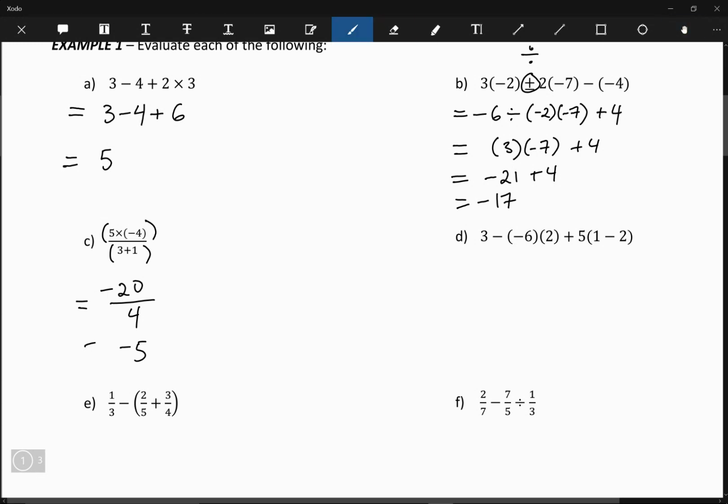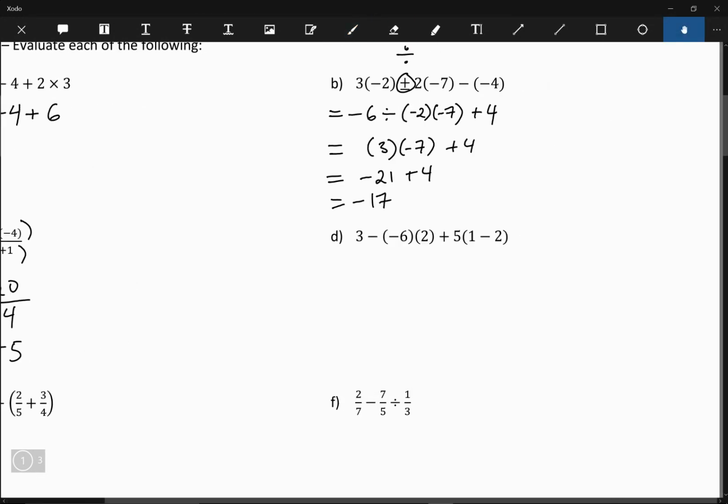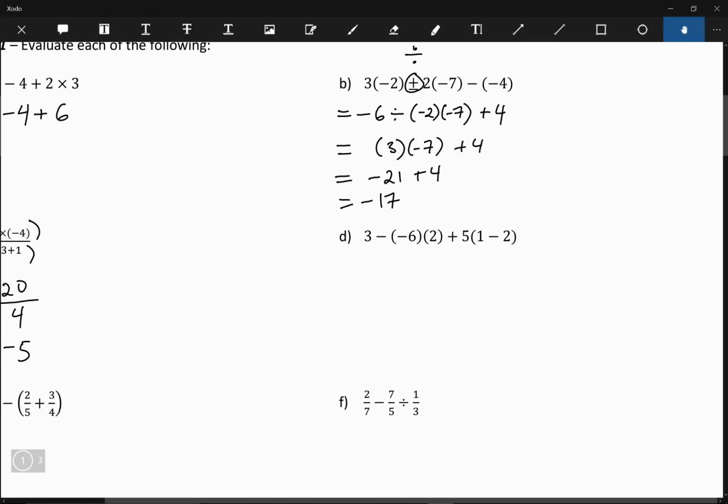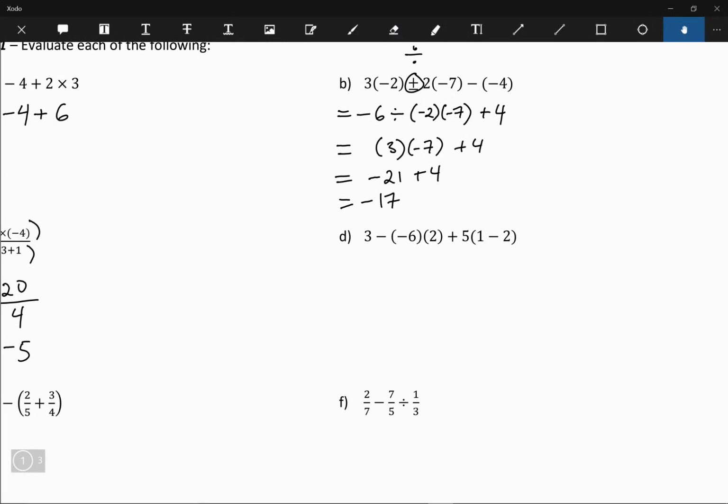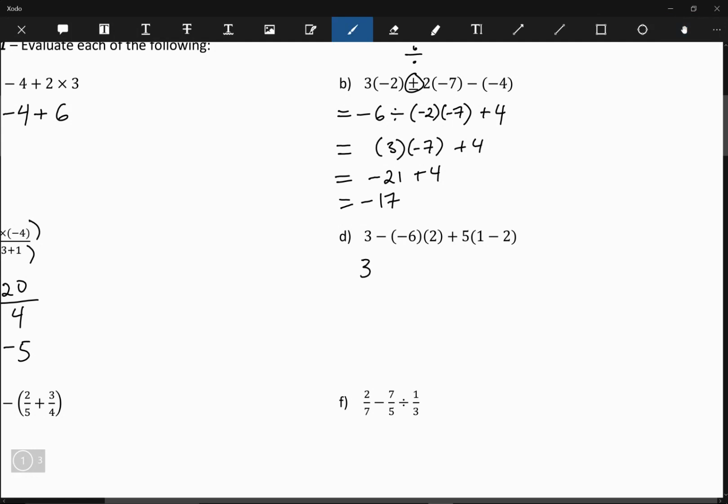And so the next one, here I have 3 minus negative 6 times 2 plus 5 times 1 minus 2. So look for the multiplications first. So here I have negative 6 times 2, which is negative 12. And then, oh yeah, don't forget, bracket should have been done first. So on this side here, 1 minus 2 is negative 1. So I have 5 times negative 1. And let's go on to the next line. Let's get rid of the brackets then.